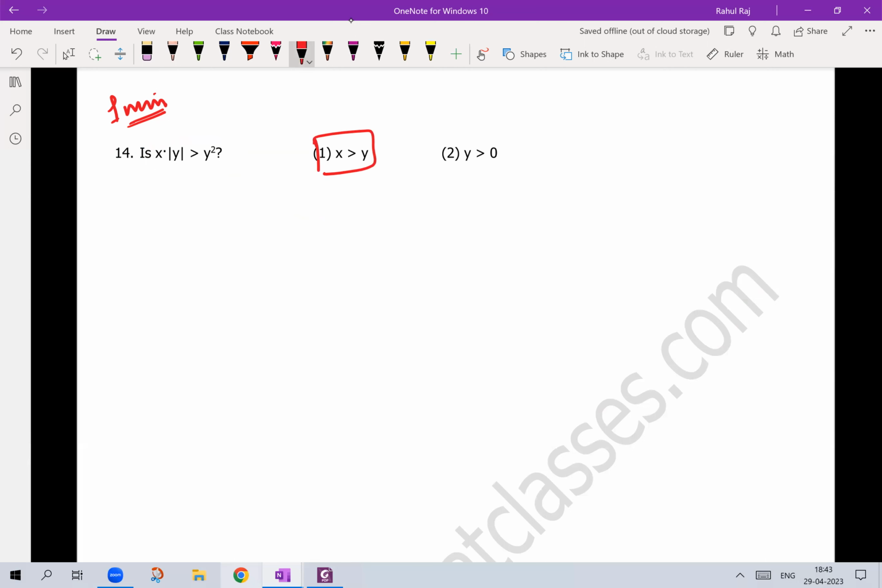So we have to ensure that the combination should be taken. You take x greater than y, absolutely fine. And option number 2 says y greater than 0. If y is greater than 0, and if x is greater than y, then x is also positive and x is greater than y. Then this is 100% fine. Proceed. It's straightforward.